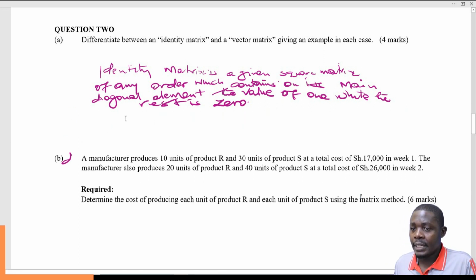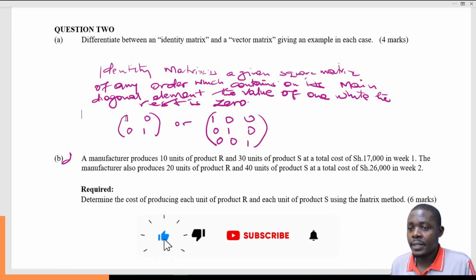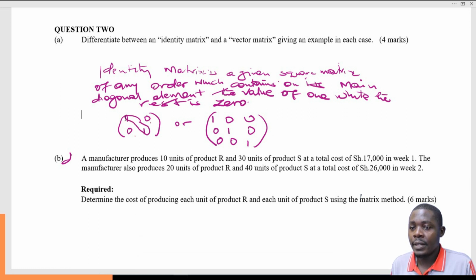Above are identity matrices. You can have 1 0 0 1, or a 3 by 3 matrix, you can have 1 0 0, 0 1 0, 0 0 1. This is what you are saying, that this particular diagonal is 1, while the other entries are 0. The same applies to this particular diagonal, which is 1.